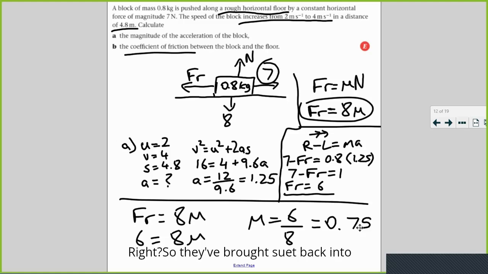Right, so they brought Suvat back into this, so you have to be ready for previous topics. Mechanics is all mixed.